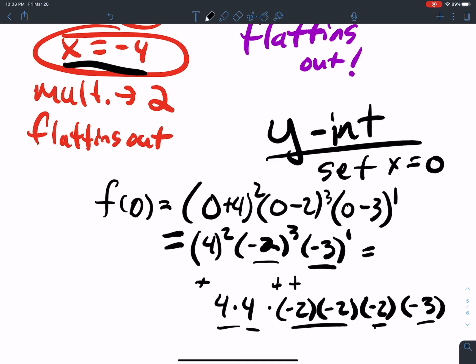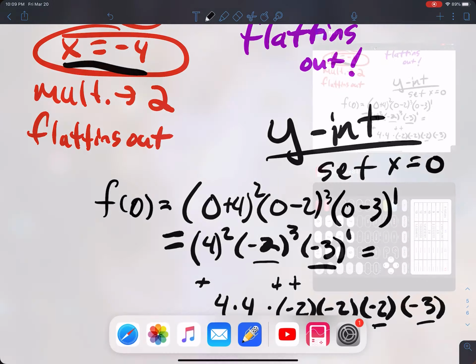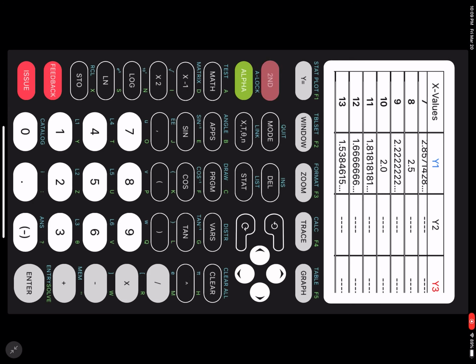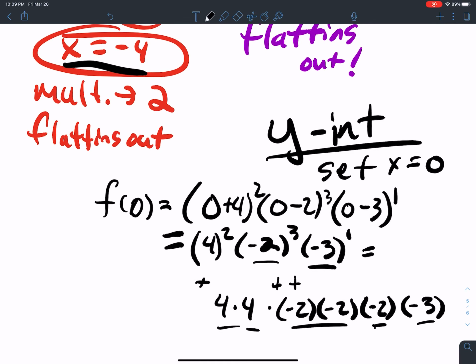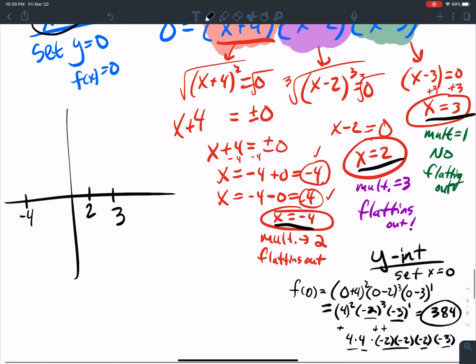Oh my goodness, no, that's even bigger, huh? Okay, let's just multiply that out. 4 times 4 is 16, and then 8. 8 and 16 and 3. Okay, so 8 times 16 times 3. Okay, 384. So that's a pretty big number, 384. So that's a pretty big y-intercept. So that's like way up here, 384.